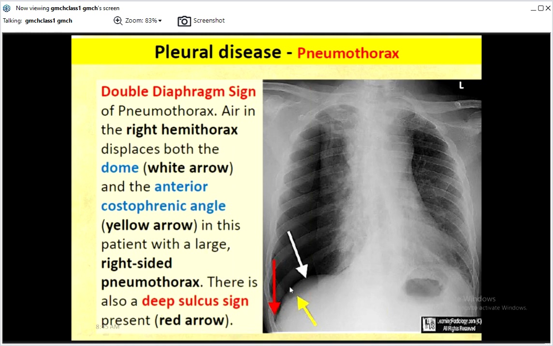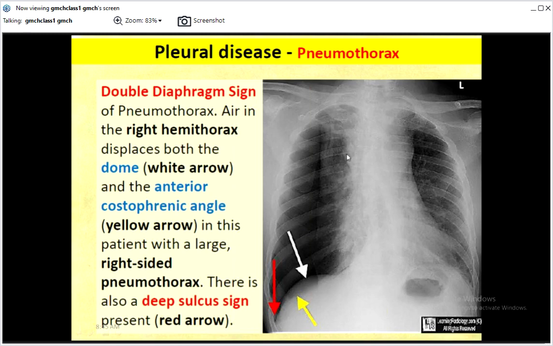So whenever you are in doubt in diagnosis of pneumothorax, you should compare on both sides the costophrenic angle. If you can clearly see such a deeply displaced costophrenic angle, then that must be because of pneumothorax, or you will see double diaphragm sign.